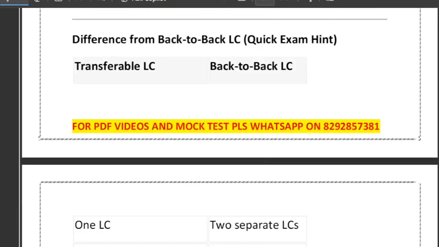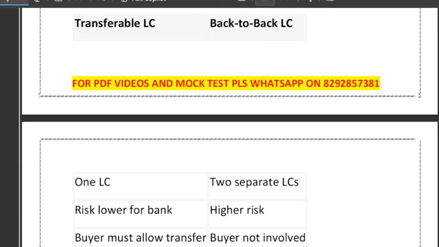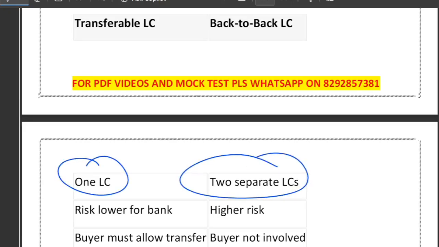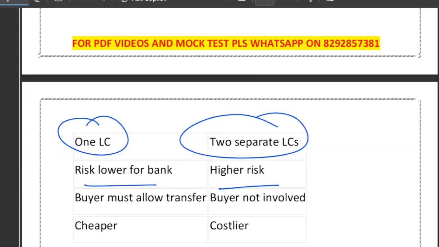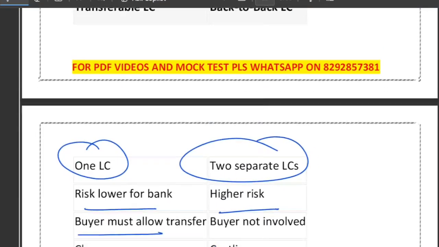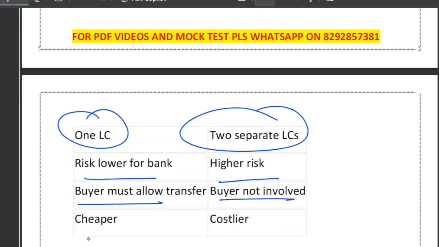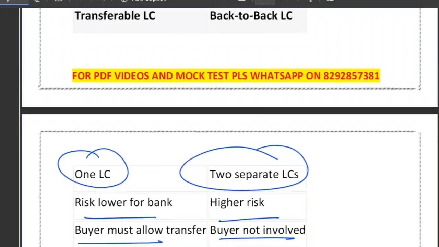Let's have a look at the difference between transferable and back-to-back LC. In the case of transferable LC, how many LCs are there? Only one LC. In back-to-back, there are 2 separate LCs. In transferable, the risk is lower for the bank, and in back-to-back LC the risk is higher. In the third case, the buyer must allow transfer. Here we are talking about the buyer's role in the transferable LC. So the buyer must allow transfer. In back-to-back LC, the buyer is not involved. And transferable LC is cheaper, the cost is quite low, and back-to-back LC is costlier.